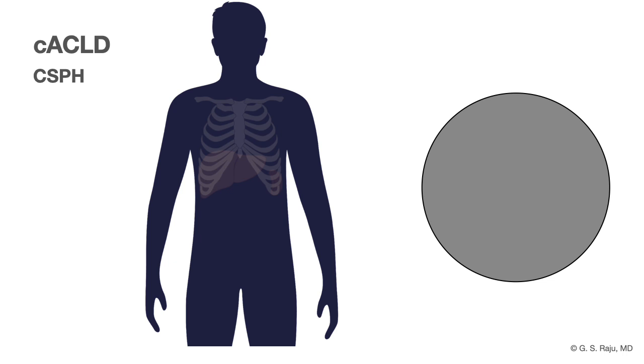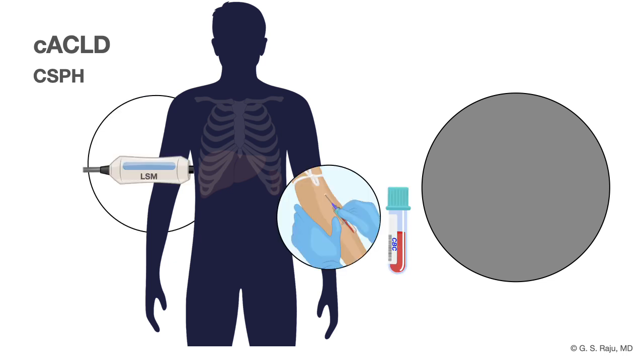So, how do you figure out compensated advanced chronic liver disease or clinically significant portal hypertension? It starts with liver stiffness measurement, and then also looking at the blood count and checking the platelet count.